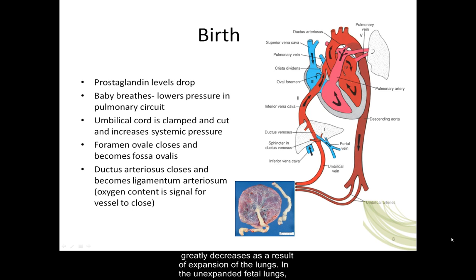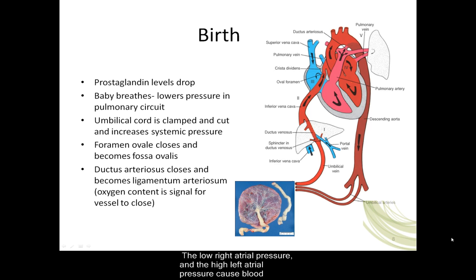In the unexpanded fetal lungs, the blood vessels have been compressed because of the small volume of the lungs. Immediately upon expansion, these vessels are no longer compressed, and the resistance to blood flow decreases several-fold. All these changes together reduce the resistance to blood flow through the lungs as much as 5-fold, which reduces the pulmonary arterial pressure, right ventricular pressure, and right atrial pressure.